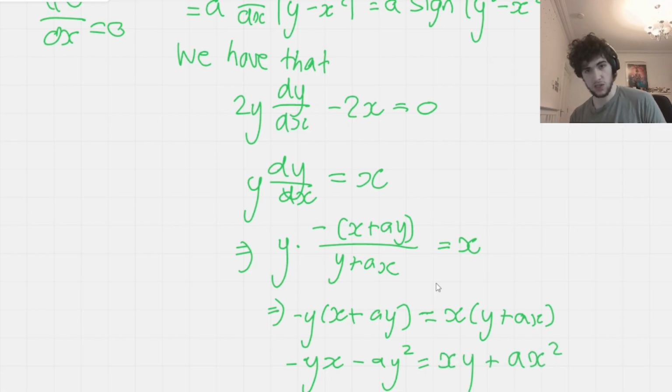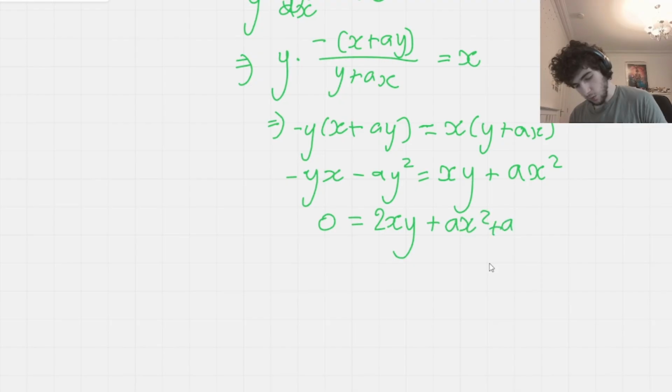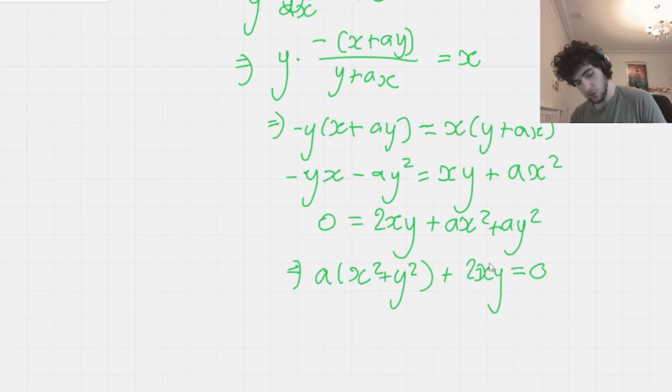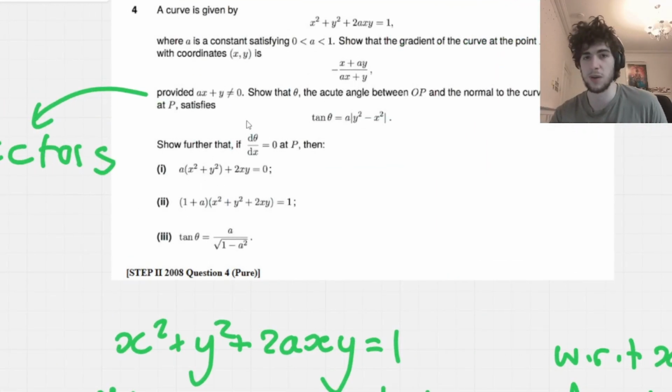If we bring this all onto one side, we actually get the result we want, which is 0 is equal to 2xy add ax squared add ay squared. This implies that a multiplied by x squared add y squared add 2xy is equal to 0. And this was the required condition. We wanted a times x squared plus y squared plus 2xy to be equal to 0, and that's what we ended up getting.